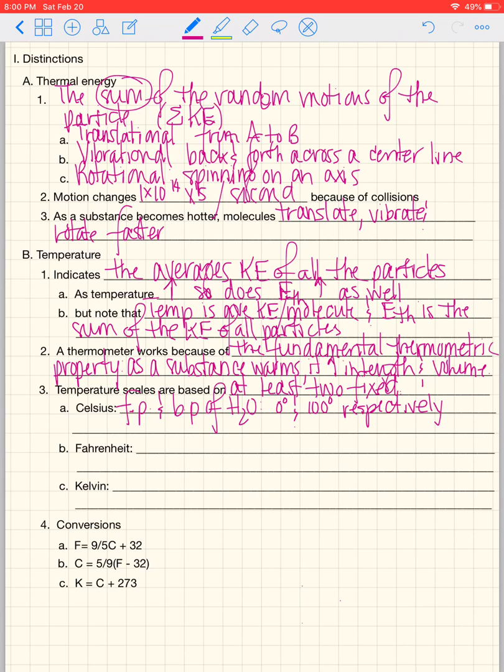And if you decide that it's 0 and 100, then you have to divide that length that you have created by those two hash marks into 100 equal points. That's how a thermometer is made. And for the Celsius, it was the freezing and boiling point of water, and then they divided it into 100 equal units.